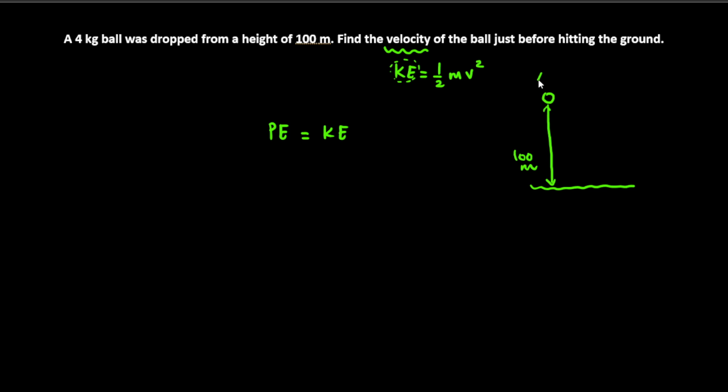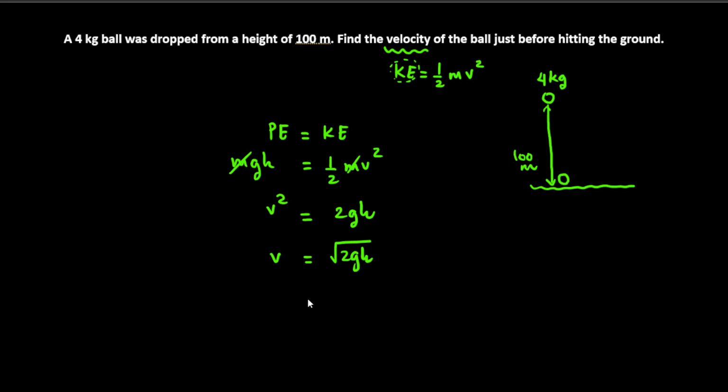And this is 4 kilograms. So the potential energy at the top will be equal to the kinetic energy at the bottom. That's why. Potential energy is mgh and kinetic energy is half mv squared. So you don't even need to actually use the mass, you can cross it out. So v squared is equal to 2gh, so v is equal to the square root of 2gh.